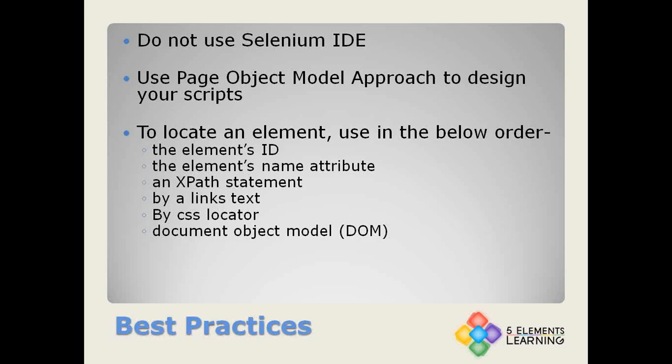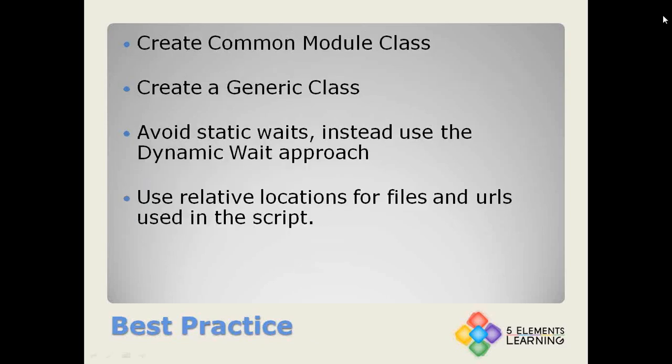We should always have some modularity integrated in our code. Wherever possible, avoid redundancy at the code level. And the best way to manage object information in Selenium is by creating page object models. So please do that. To locate an element, always use the following order. You locate the element by ID, by name. If both are not available, then you resort to locating the element by XPath, CSS, or the document object model approach.